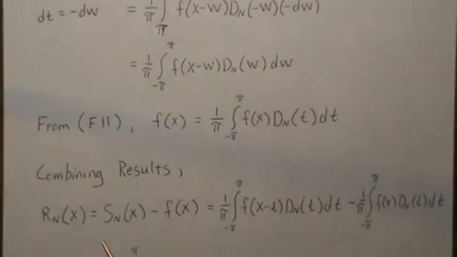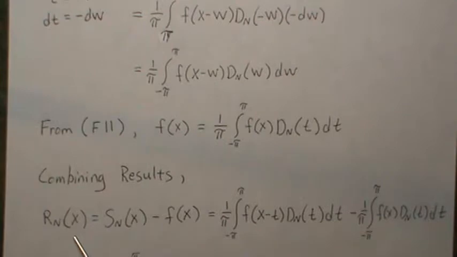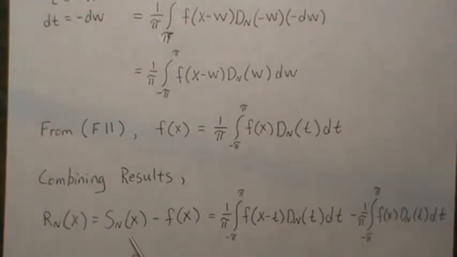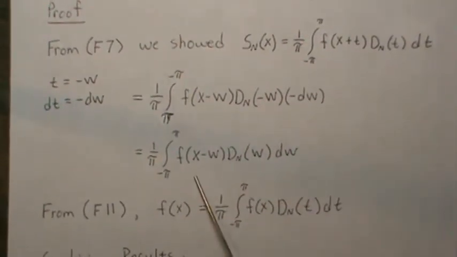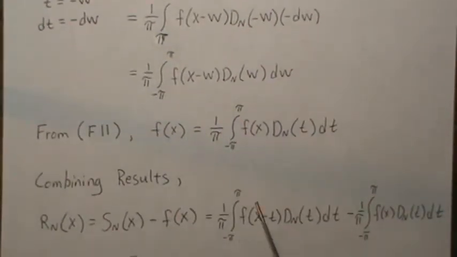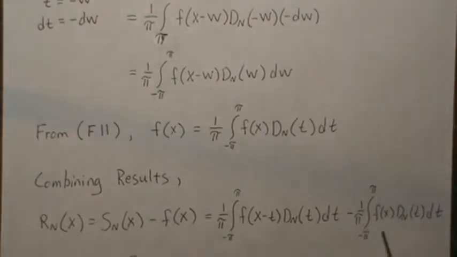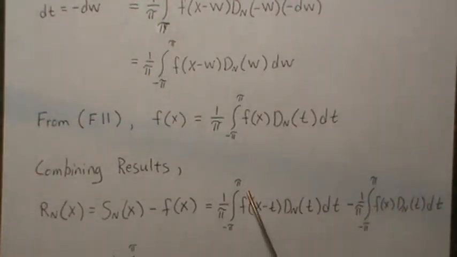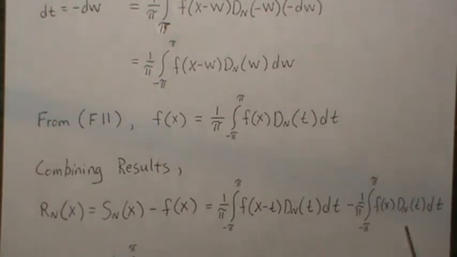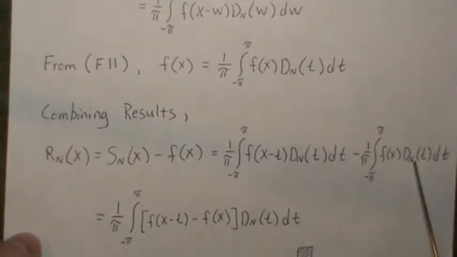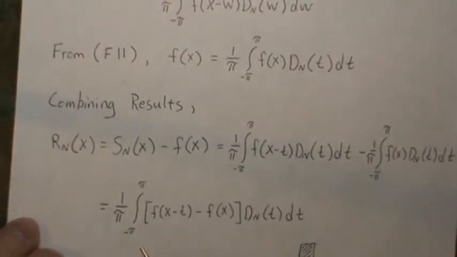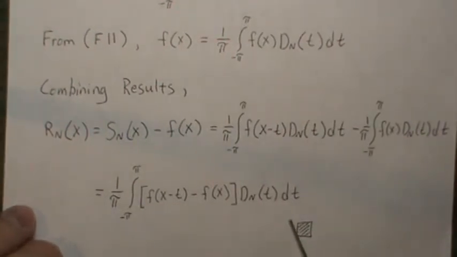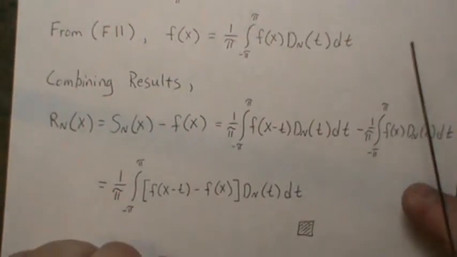So combining the results, we get the residual, or remainder, is the nth partial sum minus f of x. So the nth partial sum, in this video we showed it was this, which is this part, and then f of x can be written like that. Now, integrated over the same range, and there's a lot of things common, so we can combine them, factor out the Dirichlet kernel, there's a pi common, it comes out, and we get this. And this is what we wanted to show, and this is what I stated without proof in that video.